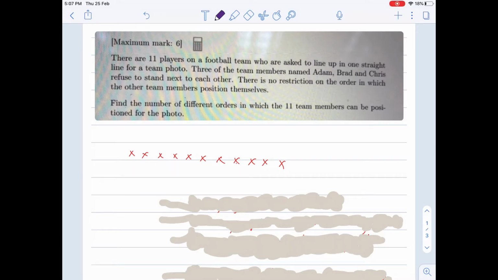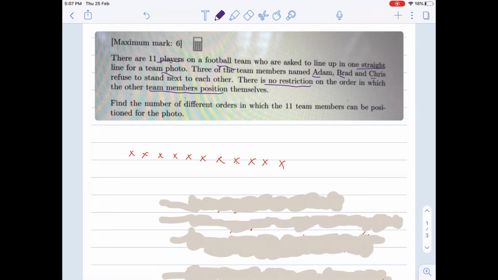Hello everyone, in this video I'm going to talk about a question that is about counting. There are 11 players in a soccer team who are asked to line up in one straight line for a photo. Three of the team players, Adam, Brad and Chris, cannot be arranged next to each other, and there's no restriction on the order in which the other team members arrange themselves. Find the number of different ways to arrange those 11 players.